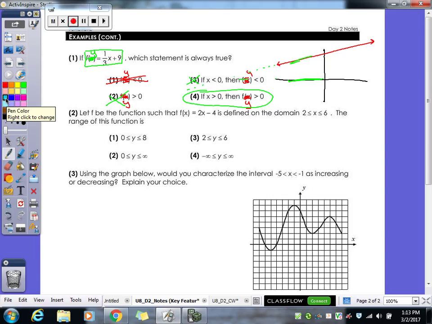Two, let f be the function such that f of x equals 2x minus 4 over the domain 2 is less than or equal to x, less than or equal to 6. The range of this function is, again, let's use our calculator. Type that into your y equals, and let's get our table of values. We just want to go from 2 to 6. So in your y equals, you're typing in 2x minus 4.